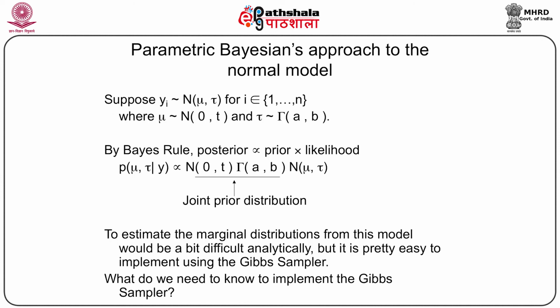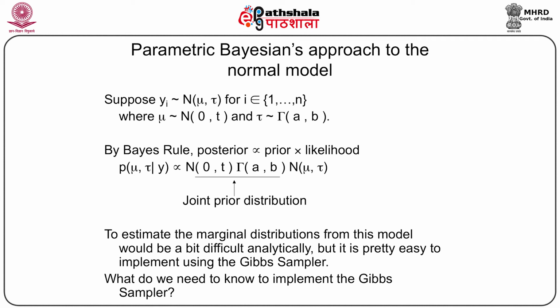Okay, let us now talk about estimation in the lazy parametric Bayesian's approach to the normal model. Suppose y_i is normal with mean mu and standard deviation tau, for i from 1 to n, where n is the sample size, mu is normal(0, t) and tau is gamma(a, b). Actually, tau here is the variance parameter.